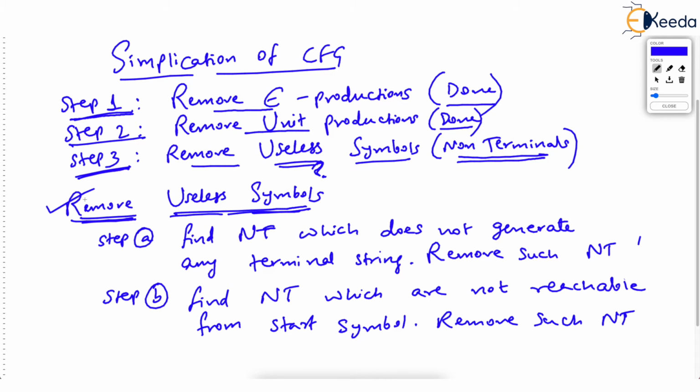Now while running step 3, you have to go through two sub steps. Step A is to find non-terminals which do not generate any terminal string, and you simply remove such non-terminals. I repeat, you find such non-terminals which do not generate any terminal string. What do I mean by this?